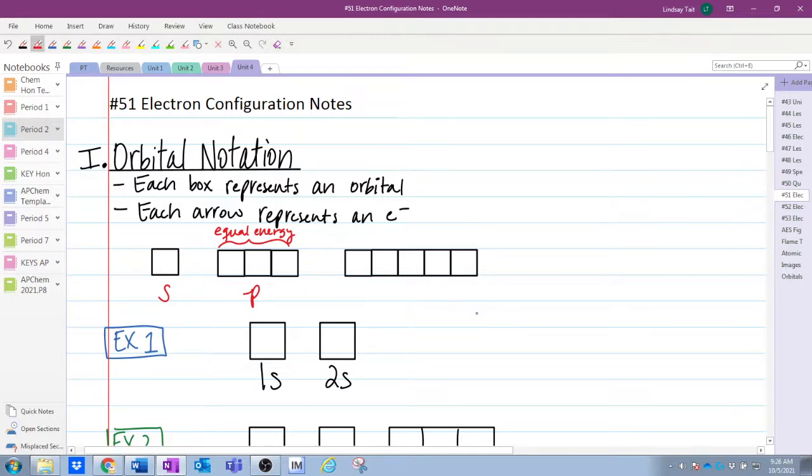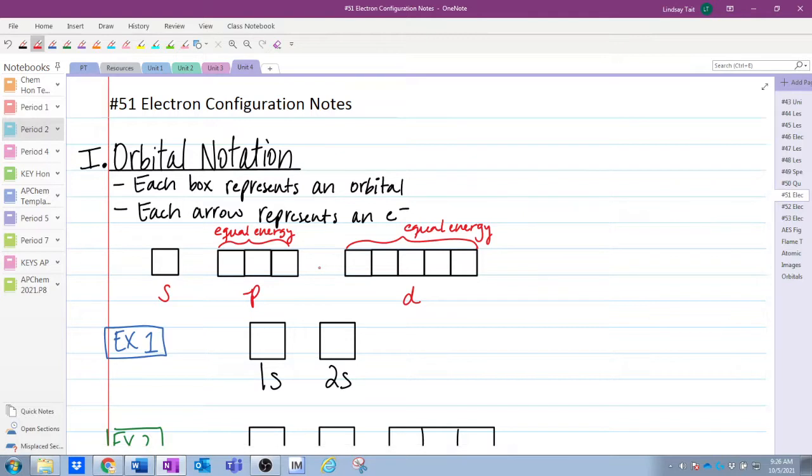So, lastly here, 5 boxes touching each other, that would represent a D sublevel. So it could be 3D, 4D, 5D. I don't have the coefficient in front, but it's 5 orbitals. Remember the 4 clover leaves in the dumbbell with the donut? That's a D sublevel, and again, they're all touching because they are equal in energy. But when they're not touching, they're not the same energy.